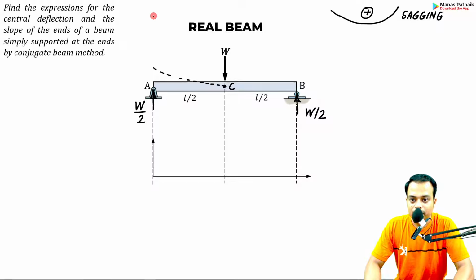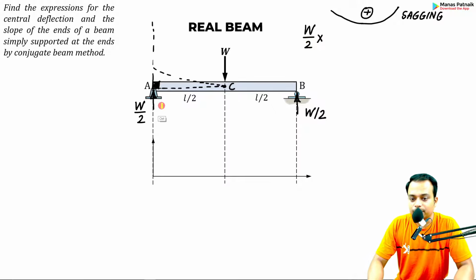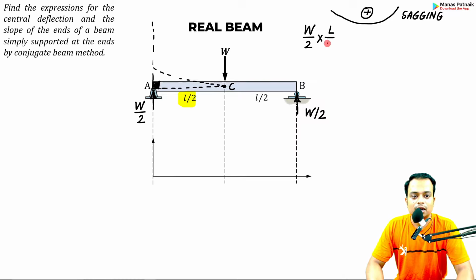So W by 2 happens to be a force. This is that line of action, multiplied by a perpendicular dropped from C. Here is that perpendicular. Okay, so force multiplied by perpendicular. W by 2 is the force multiplied by this perpendicular, that's L by 2. So, I'm also recapitulating your basics. WL by 4 happens to be the bending moment over here.